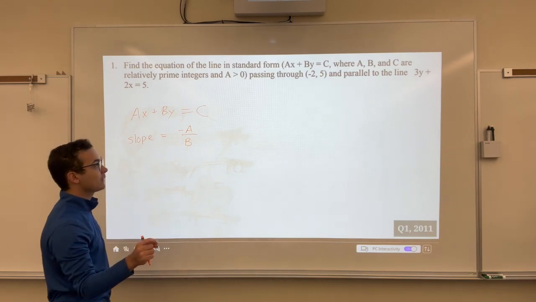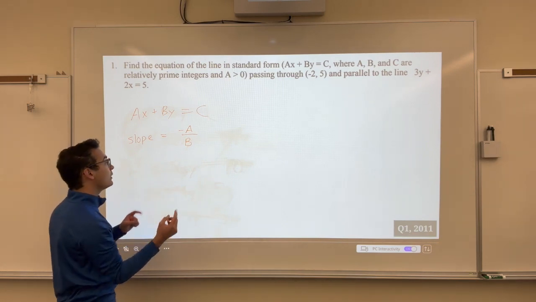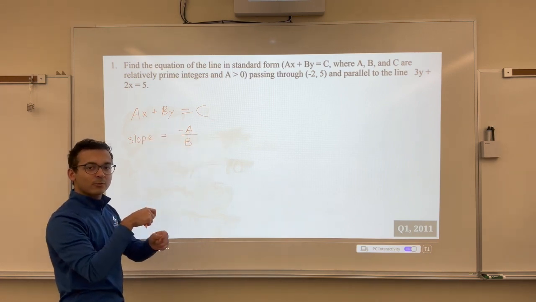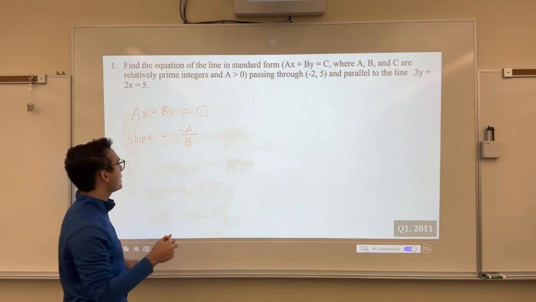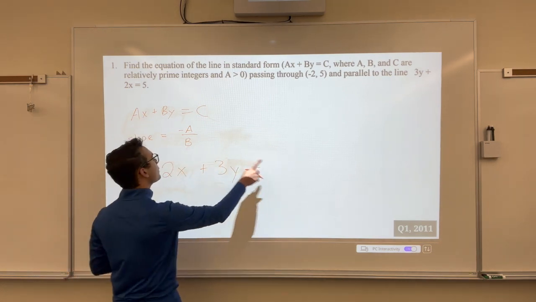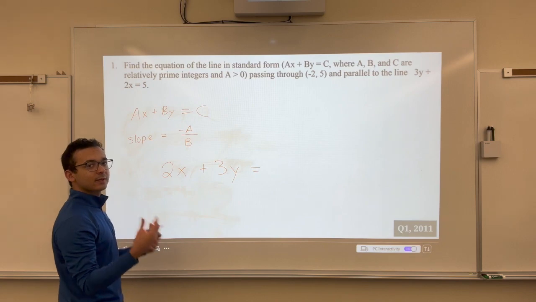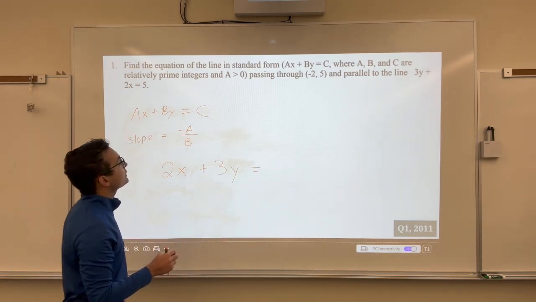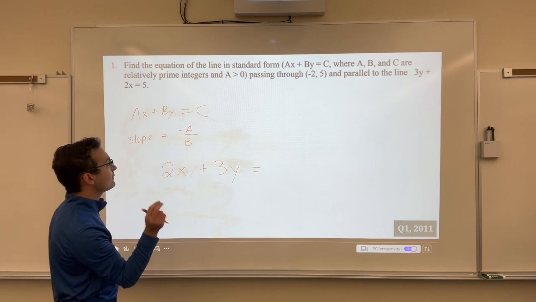be the same. So we know that in our new line, we also must have 3y plus 2x, and I'll rearrange that order because we should have the x term first. So it should look like 2x plus 3y, and we're solving for the constant. We don't know what the constant is yet. And for that, we take a look at the point. So it says our line passes through negative 2, 5.